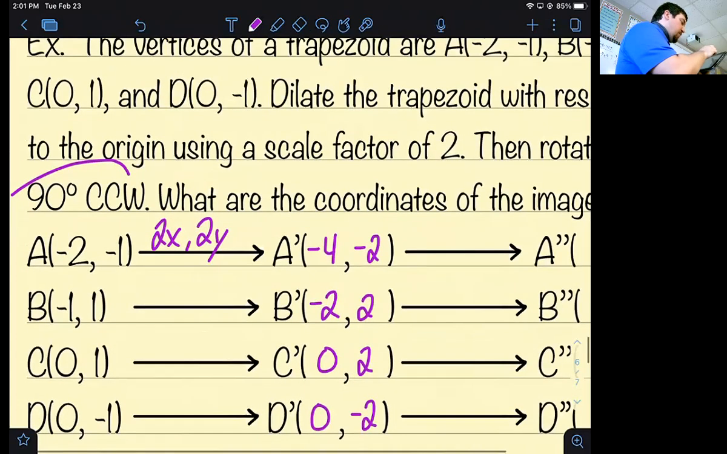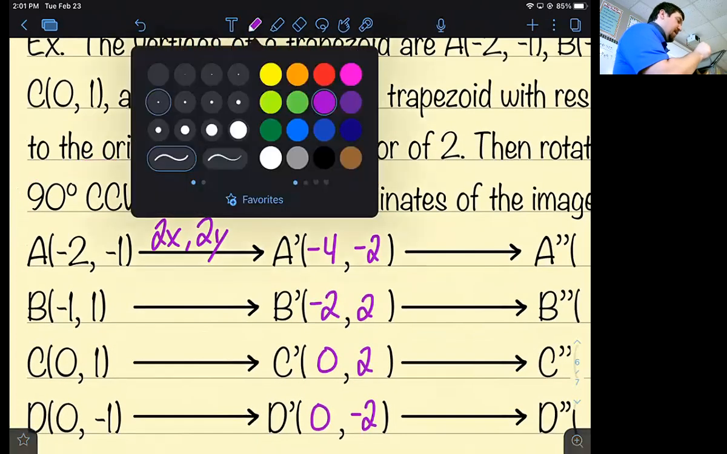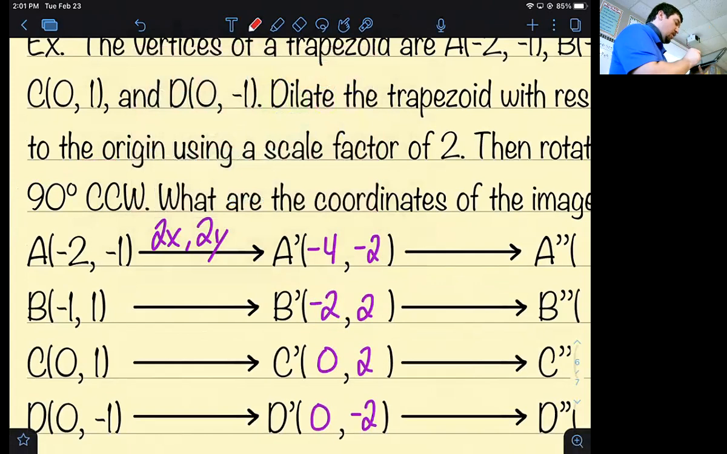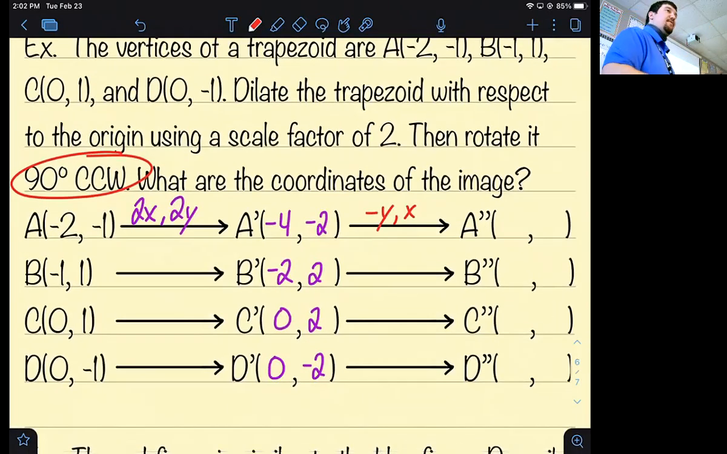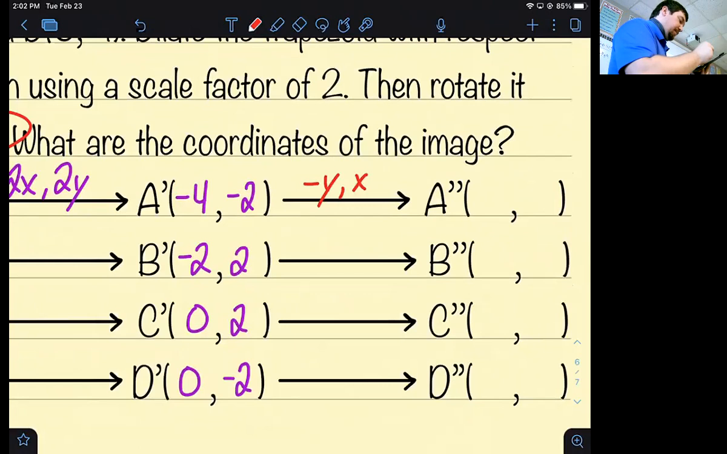Okay. Now, when we rotate it 90 degrees counterclockwise, Ashton, what's our arrow notation going to say? -y, x. Good. Opposite of the y and flip it. Okay. So take the opposite y and flip it. Ashton, what's A double prime? 2, -4. Good.